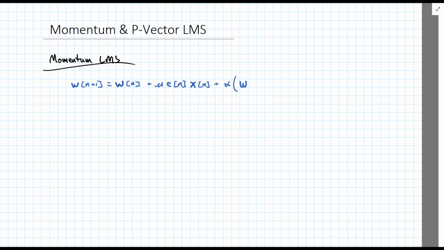And this extra term is reminiscent of what we did with our variable step size, where we increased mu when we had the same sign in the error in multiple runs, versus decreasing it when the sign began alternating. But in this case, instead of actually having some sort of decision being made, we're just going to pick a single alpha. And this alpha is multiplied by the weight difference last time.